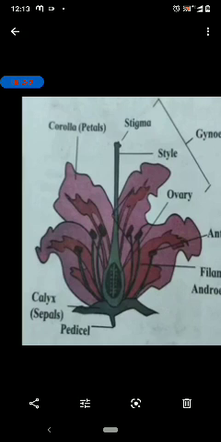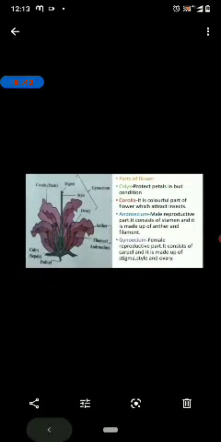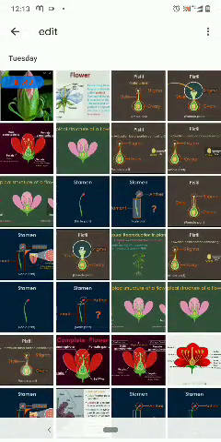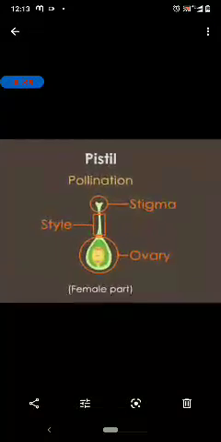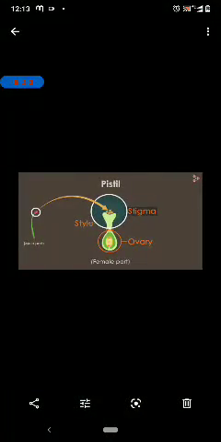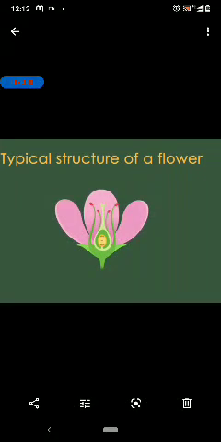Calyx, which is the green leaf structure. Corolla, the colorful petals of the flower. It is the typical structure of a flower.